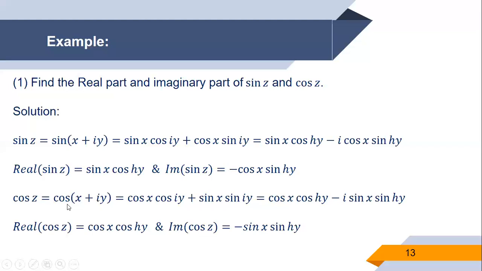Similarly, cos z is cos(x plus iy), which equals cos x cos iy plus sin x sin iy. So cos iy is cos hyperbolic y, and sin iy is i sin hyperbolic y. So again here it is plus, not minus. So the real part is this and the imaginary part is this. Sorry, this term is not negative. This term is also positive, so both are positive.